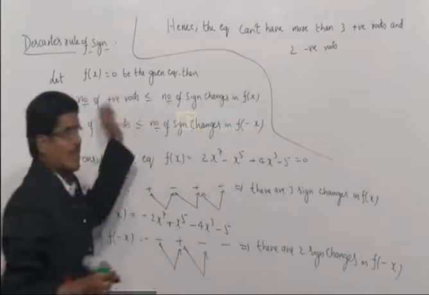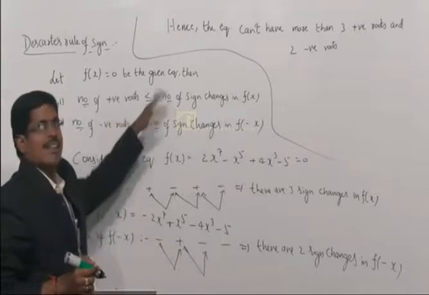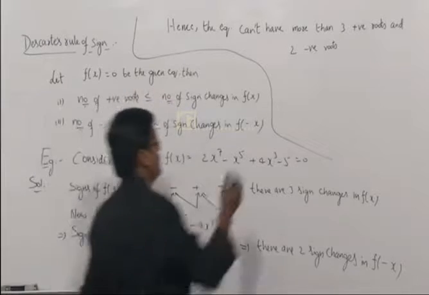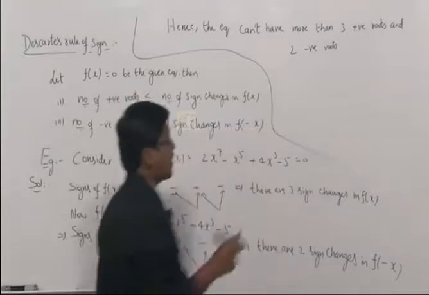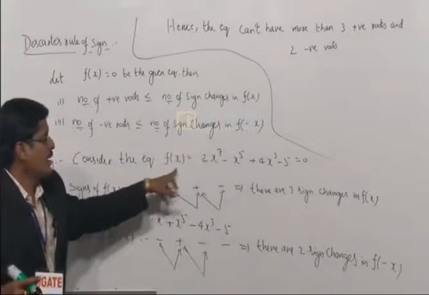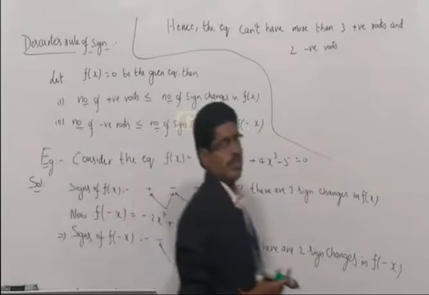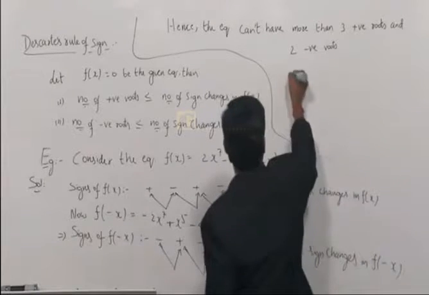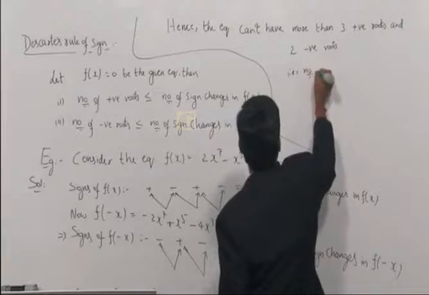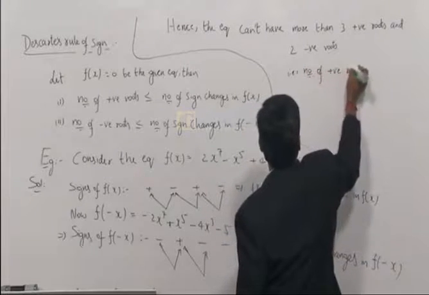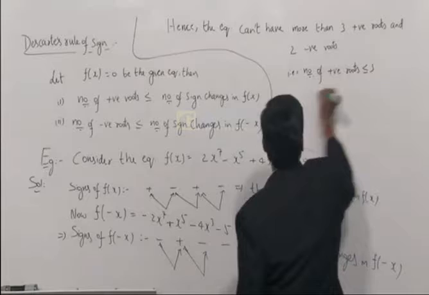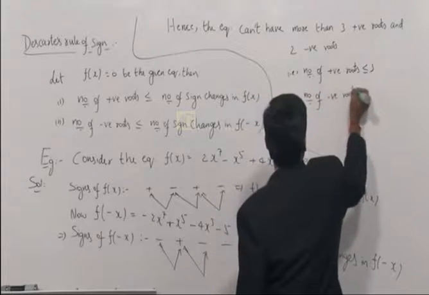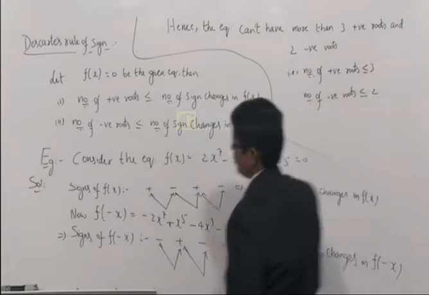Just, this less than or equal to means cannot have more than. That is not greater than. That is also pronounced as cannot have more than. That means number of positive roots is less than or equal to 3, number of negative roots is less than or equal to 2. That is the meaning. This is the procedure.